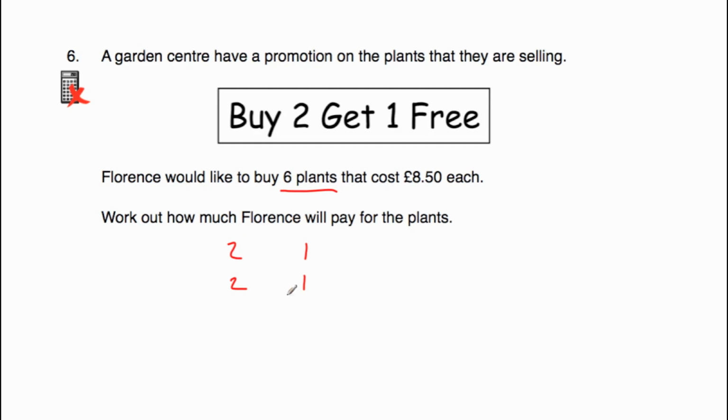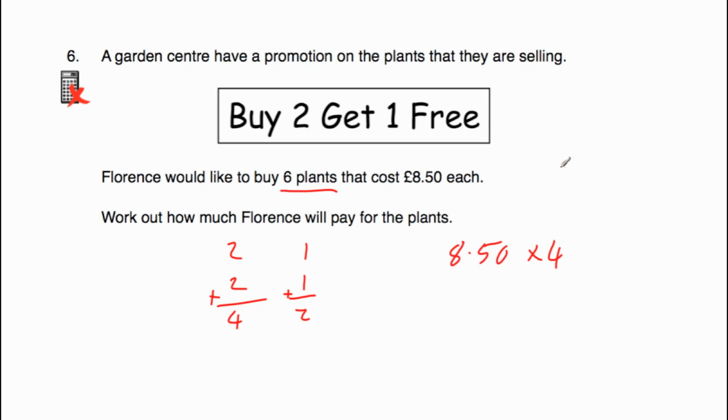She would like to buy 6 plants, so buy 2, get 1 free, buy 2, get 1 free. Altogether she's paying for 4 plants and she's getting 2 of them free. So she's going to pay for 4 plants and they cost £8.50 each. So we need to do £8.50 multiplied by 4. And if we work out £8.50 multiplied by 4, then that'll be our answer.